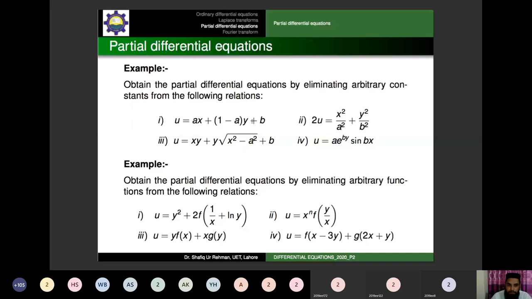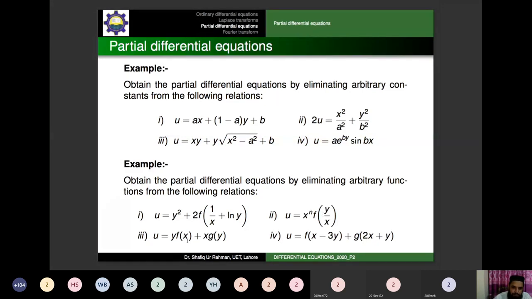Second bunch of examples, we need to obtain partial differential equations by eliminating arbitrary functions. So in the first case, you need to play around to get rid of f. In this case, f is going to be a function of x and y. So the expression is there, 1 upon x plus natural log of y. So you need to eliminate f.